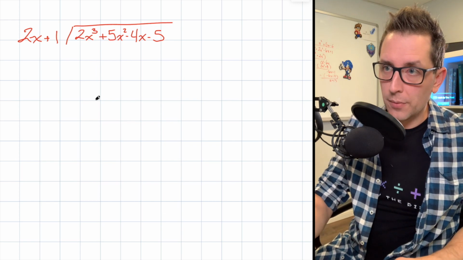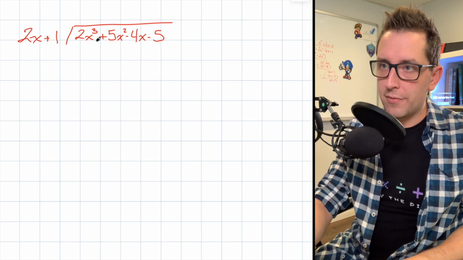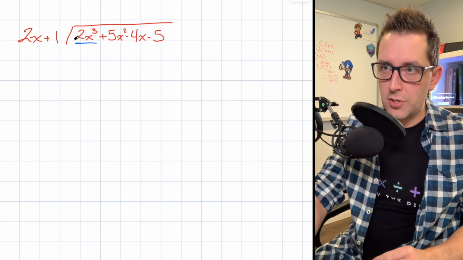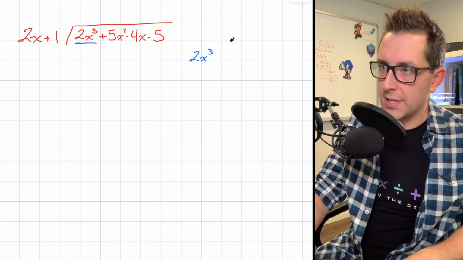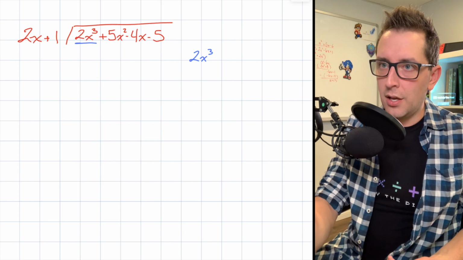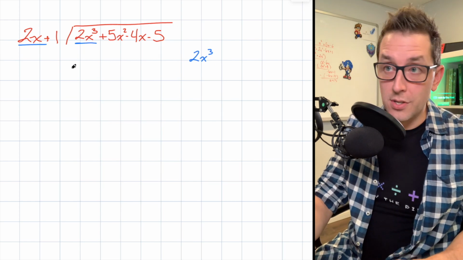All right, so remember, we're going to start with that first term of our dividend, that 2x cubed in this case. And I'm just going to write that off to the side, because we're going to do a little bit of side work here. And we're going to divide that by the first term in our divisor, in this case 2x.